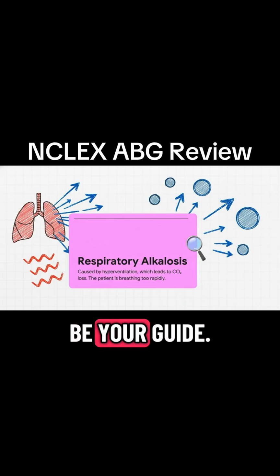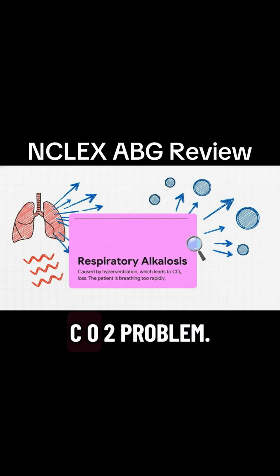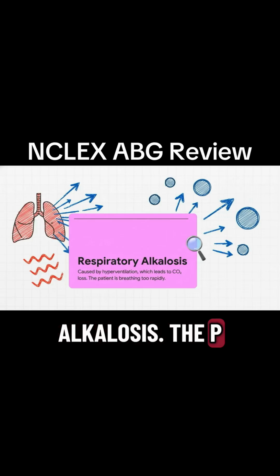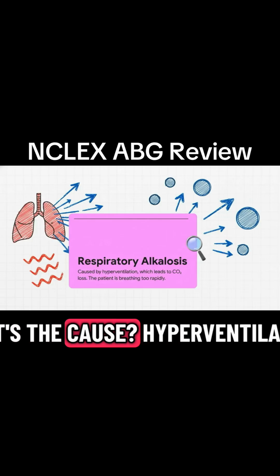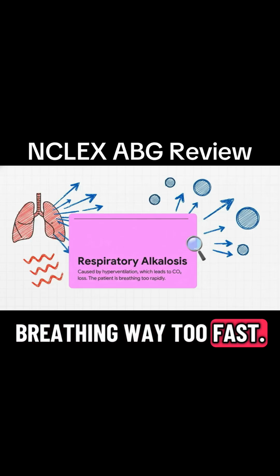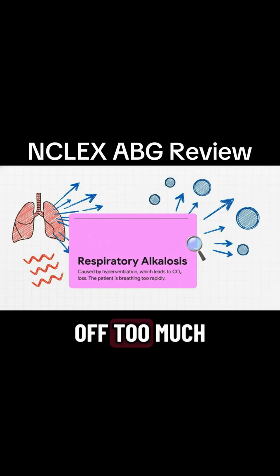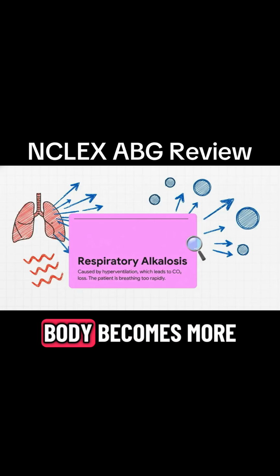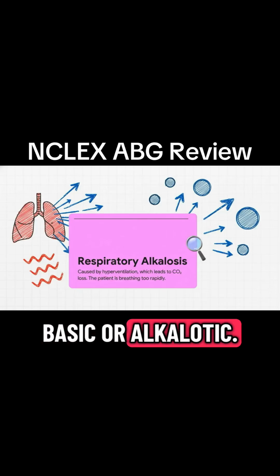Now let's look at the complete opposite, respiratory alkalosis. Again, let the name be your guide. Respiratory, it's a CO2 problem. Alkalosis, the pH is high. So what's the cause? Hyperventilation. The patient is breathing way too fast, like they're panicked, and they're blowing off too much of that acid gas, CO2. Less acid means the body becomes more basic or alkalotic.